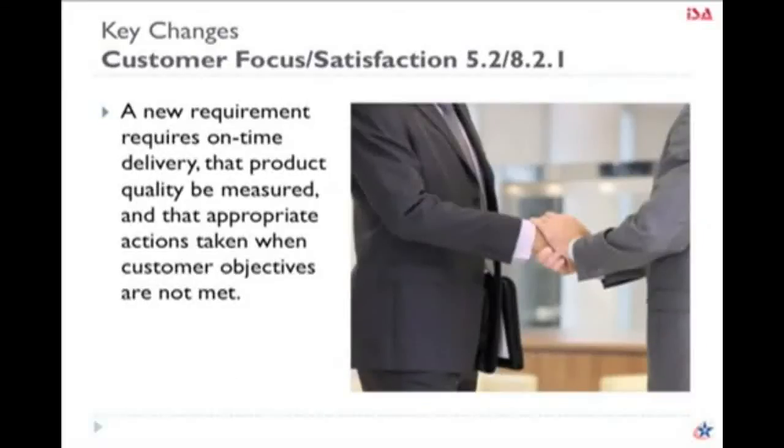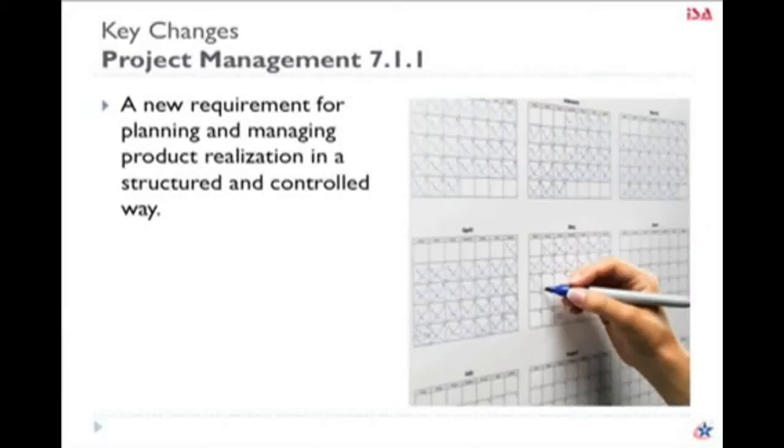A new requirement requires on-time delivery, that product quality be measured, and that appropriate actions be taken when customer objectives are not met. The evaluation of customer satisfaction shall include monitoring of product conformity, delivery performance, complaints, and corrective action requests. This requirement will establish a clear relationship between the QMS and organizational performance. A new requirement for planning and managing product realization in a structured and controlled way. Most aerospace products are complex and involve multi-tier partners and suppliers. Organizations will have a process to manage product realization to ensure quality and that schedules are not compromised.